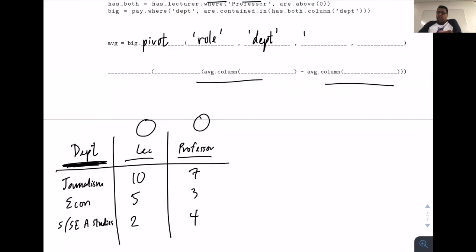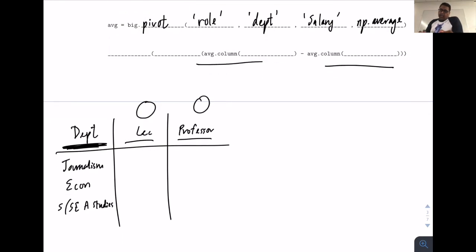So the optional third argument into pivot is a column that we want data pulled from instead of the count. So now instead we will get the salary, but what we don't want is just the salary, we want the np.average of the salary. So what this will do is exactly what we wanted before. We want the average journalism lecturer salary, average econ professor salary, and this will populate our entire table with the average values for lecturers and professors from all these departments.